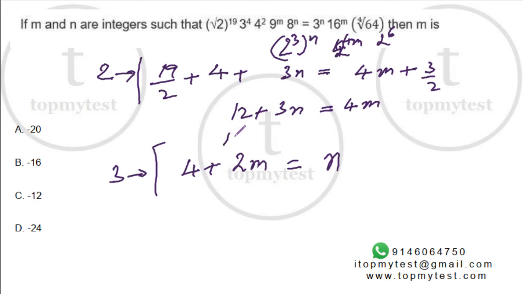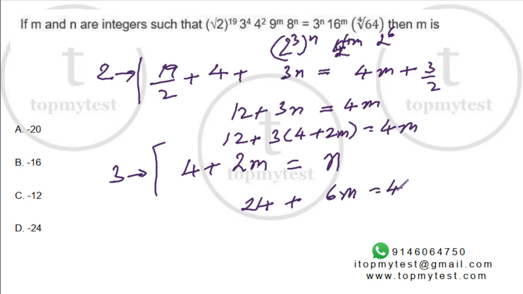Substitute this here. 12 plus 3 times 4 plus 2m equals 4m. If you rewrite this, you'll get 24 plus 6m equals 4m. So you'll get 2m equals minus 24. m should be equal to minus 12. Right? Pretty straightforward. That completes this one.